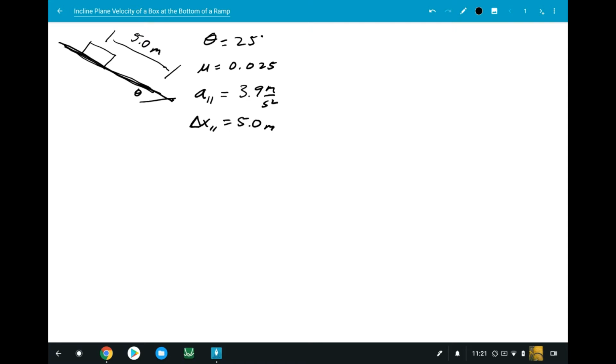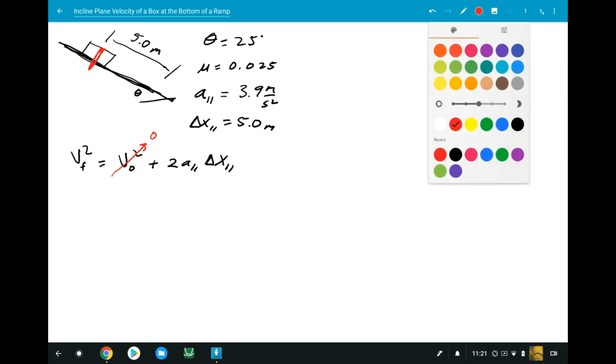Now, this is pretty straightforward. You need to use your equations of motion, specifically v final squared equals v initial squared plus 2 acceleration parallel times delta x parallel. So if your teacher asks you to memorize those equations, do it. What's very cool here is that the box is being held right up at the top, so that means v initial, the initial release, is zero.